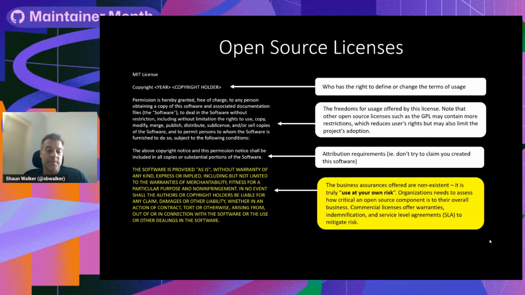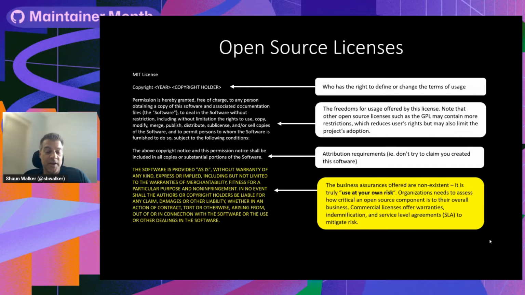But one thing to keep in mind when it comes to open source licenses, and we're looking at the MIT license here, which is one of the permissive open source licenses. This license in particular is very simple. If we look at this, it basically describes who has the right to change or define the terms of usage, right? That's the copyright holder, which I mentioned earlier. So that's who basically owns the open source project. Then it describes the freedoms that it offers. It also indicates in this particular case that you can't claim that you wrote the software yourself. You have to provide attribution back to the original creator of the software.